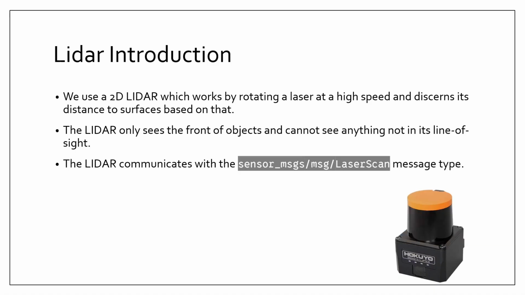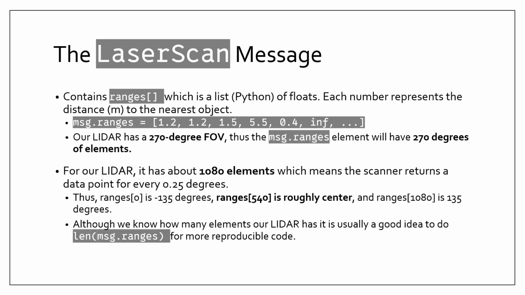It communicates with something called sensor_msgs/LaserScan, a laser scan message type. So what is this laser scan message and how can we interpret it? The main part of the laser scan message that matters is the ranges object, which is a list in Python, like an array in other languages. Each number represents the distance in meters to the nearest object. As an example of ranges, you might have 1.2, which means 1.2 meters to that thing, then 1.2, 1.5, and infinity, which just means more than 10, a really big distance.